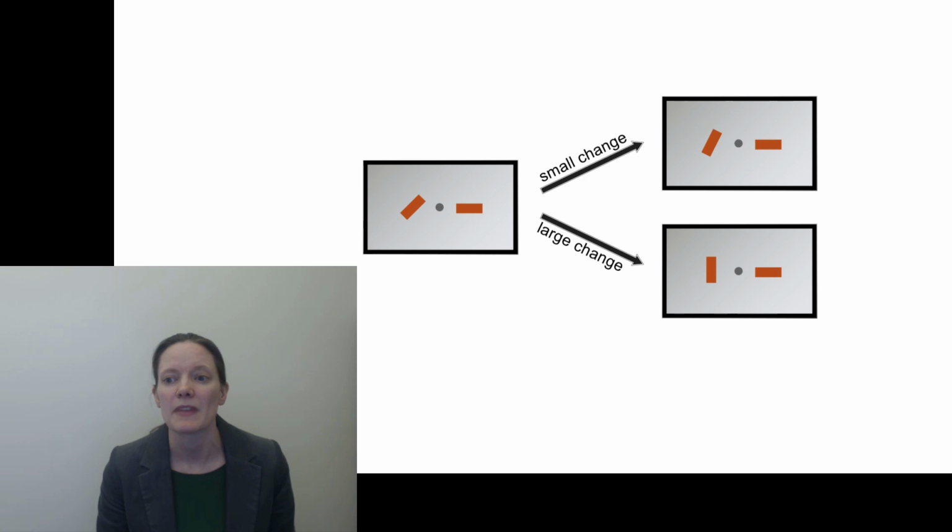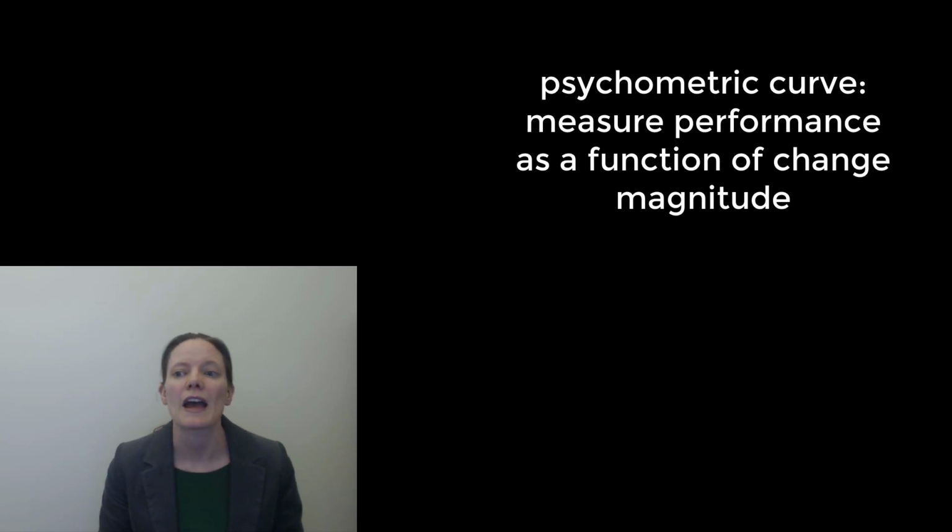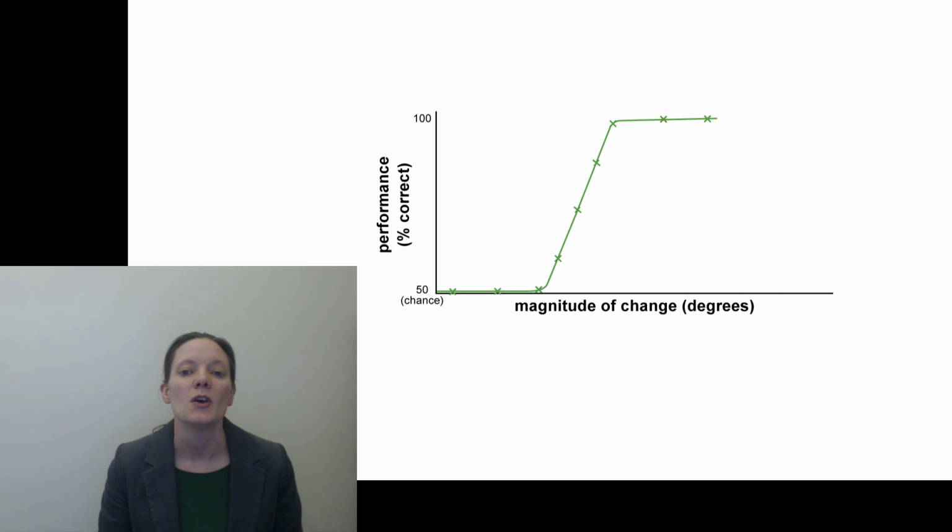Another way to measure performance is to vary the magnitude of the change from trial to trial. In the change detection task example, large changes in the bar's orientation are more readily detectable than small, subtle changes in orientation. We can then use that information to build what's called a psychometric curve. To do this, we ask the observer to perform the change detection task over and over again, each time changing the size of the orientation change of the bar. We can then plot the observer's performance on the y-axis as a function of the magnitude of the change in bar orientation on the x-axis. We can construct the same plot separately for cued and uncued trials.